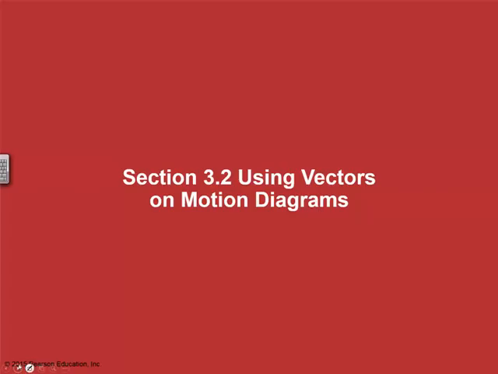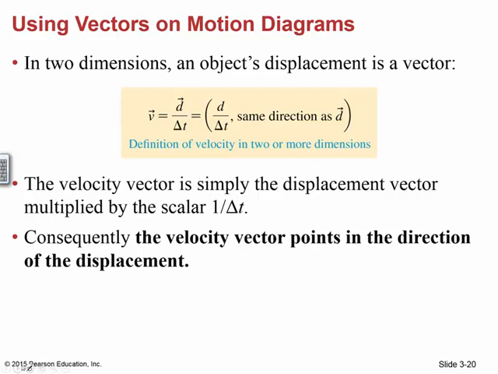All right, what about using vectors on motion diagrams? Well, we use motion vectors for motion diagrams. Again, this goes back to what we've already covered in Chapter 2. The only thing now is we are throwing in the direction. Notice that little arrow over the V, that means it is a vector. Velocity is always a vector quantity. So is acceleration, so is force, so is momentum. They're all vector quantities.